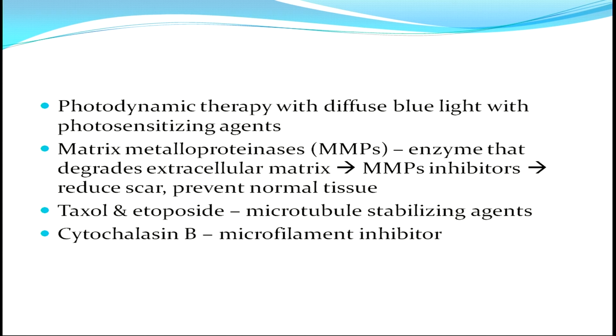Other therapy, photodynamic therapy, was previously used by some people. The benefit of that is it gives a very large area of exposure, so a very large diffuse bleb is present with that. Matrix metalloproteinases are enzymes which degrade the extracellular matrix. So MMP inhibitors are also in line, which reduce the scar and spare the normal tissue. Other agents are Taxol, etoposide and cytochalasin B, which are all microtubule stabilizing agents and microfilament inhibitors. All these agents inhibit scarring and improve the long-term outcome, but are still under investigation.